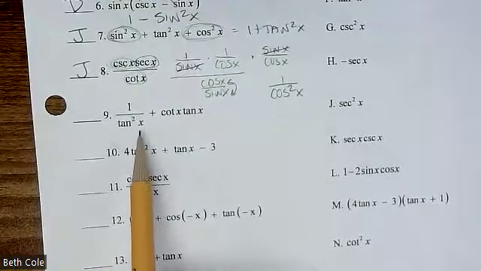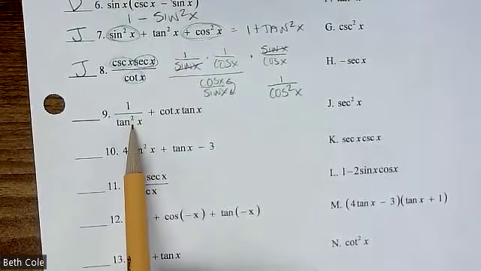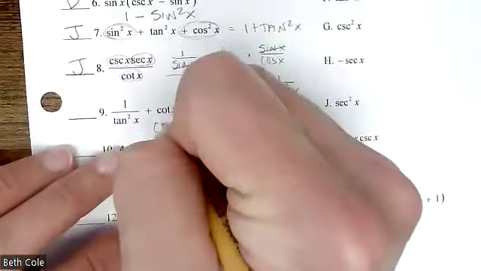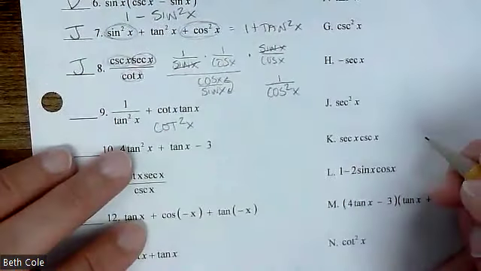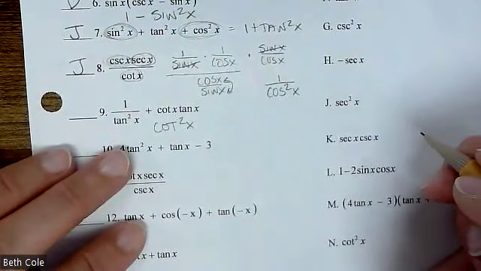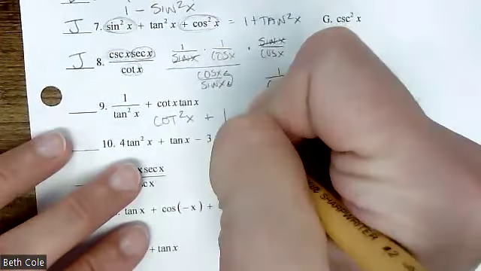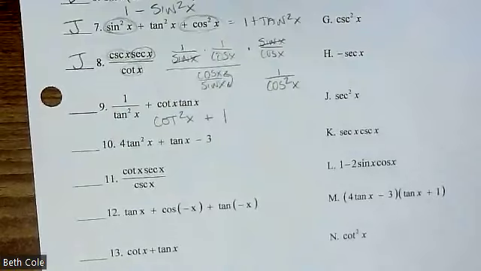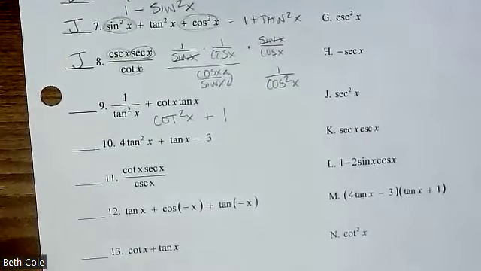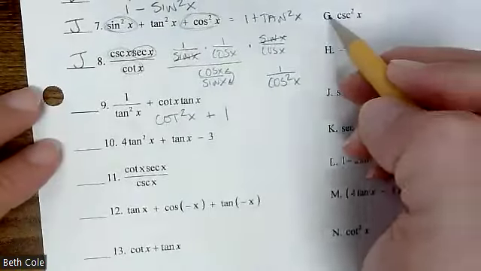All right, 1 over tangent squared. Let's see, I would replace that with cotangent squared. There's always different ways you can get through this. That's probably what I would do there. Plus, ooh, cotangent times tangent will cancel and just be 1. And then let's look up there, cotangent squared plus 1 is cosecant squared. So that one's G.